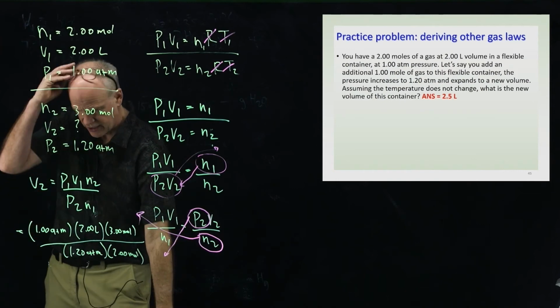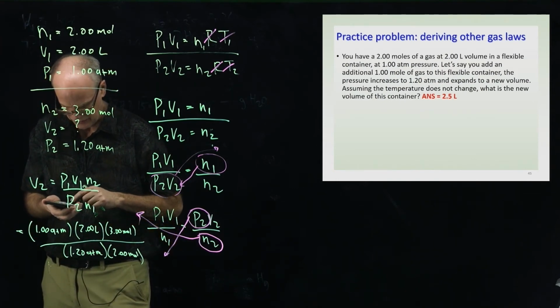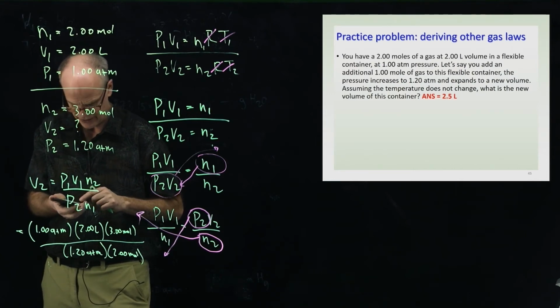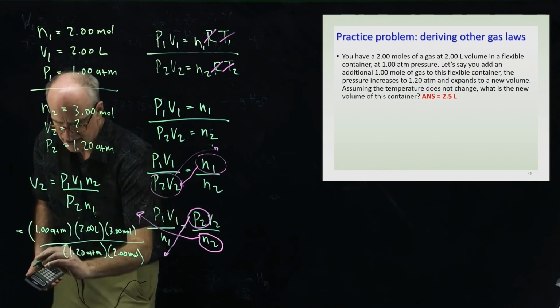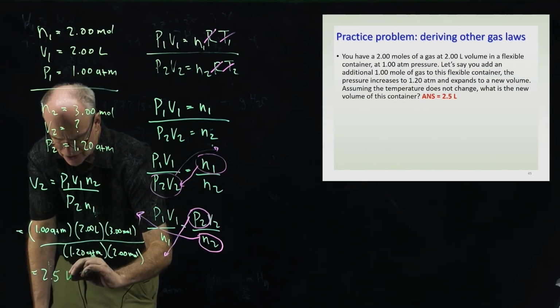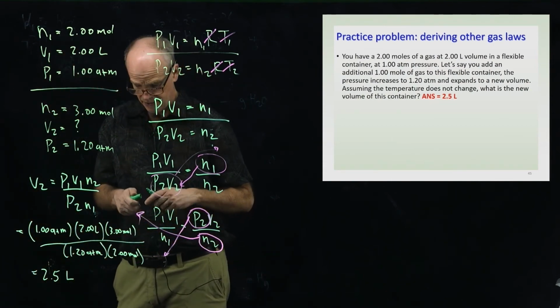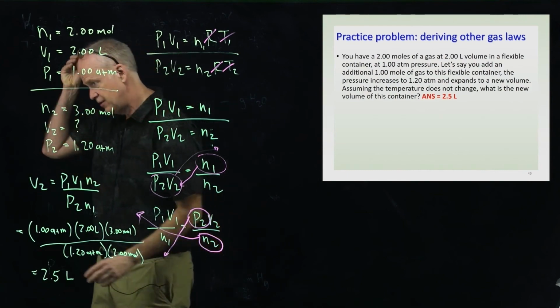Let's see if we get the correct answer here. Hopefully we do. So it's going to be 1 times 2 times 3 divided by 1.2 divided by 2. So I get 2.5, and I think all the units cancel out in such a way that should give you liters. And so that should be the answer. Okay, so let's move on to a new problem.